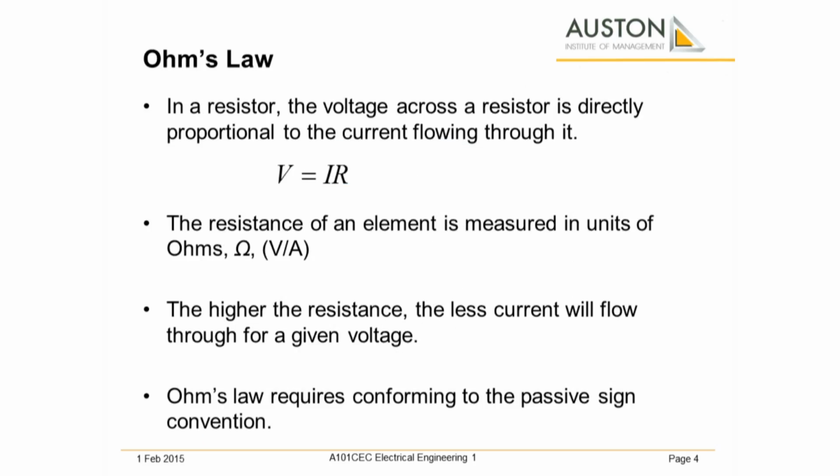One of the basic laws in electrical engineering is called Ohm's law. What is Ohm's law? Assuming we have a resistor, the voltage across that resistor is directly proportional to the current flowing through it, which means that if we have a 1 ohm resistor and a 1 ampere current flowing through it, then there is a 1 volt voltage across that resistor. This means that the higher the resistance, the less current will flow through a given circuit.